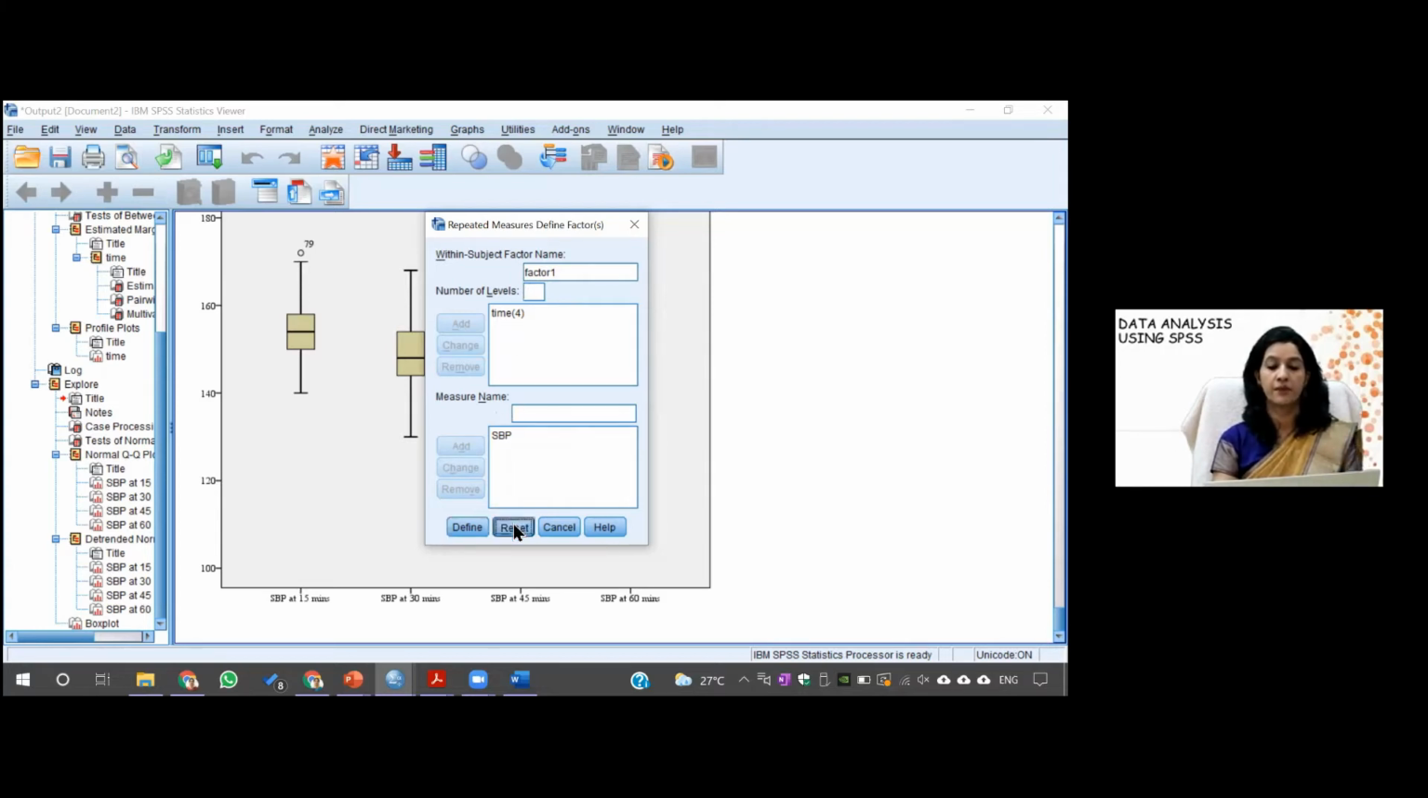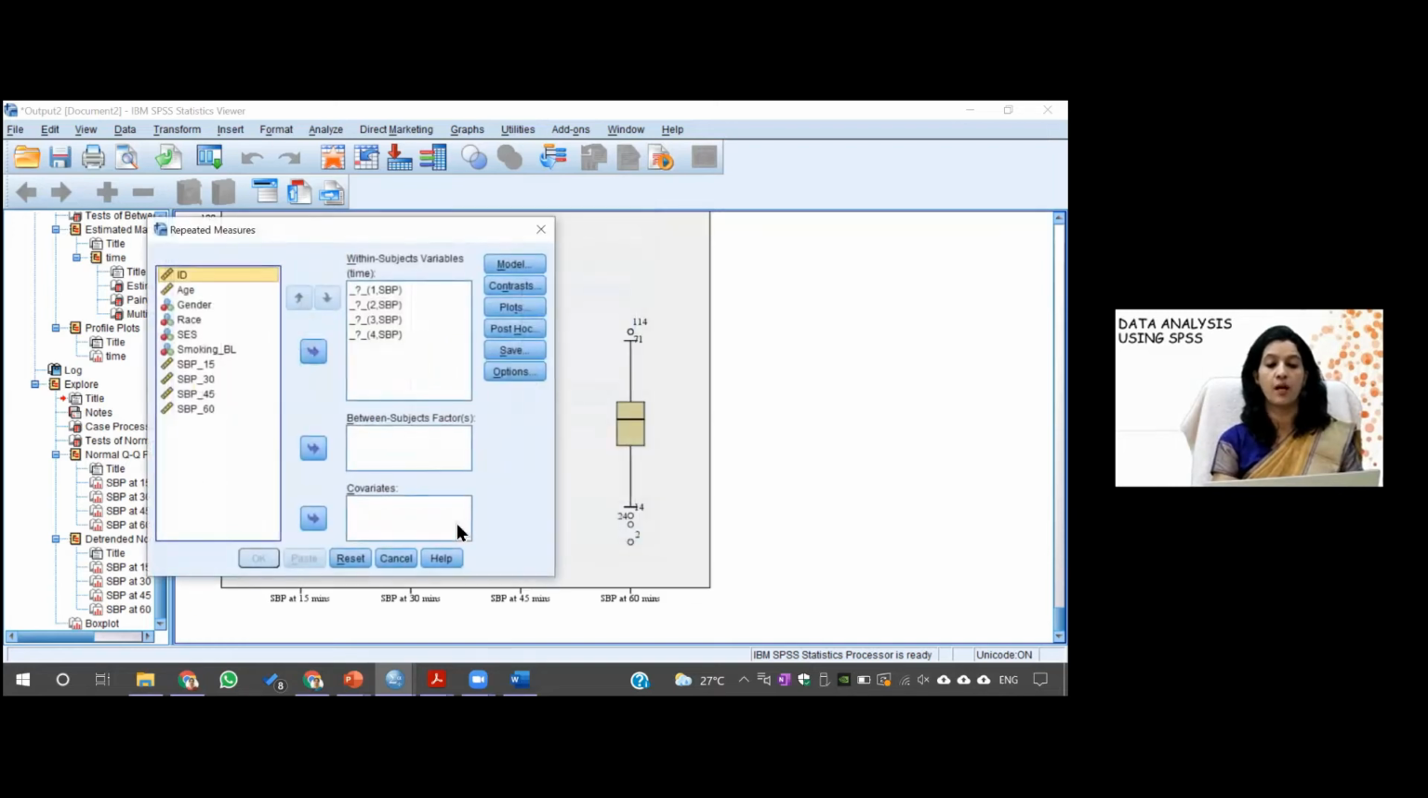If I reset this, you can see I can write the factor as time, and I can write the levels, and I'll add this. The measure which I want to do is the systolic blood pressure. So I'll add this. You have to enter and add. And now I have to define, so it asks you to define.